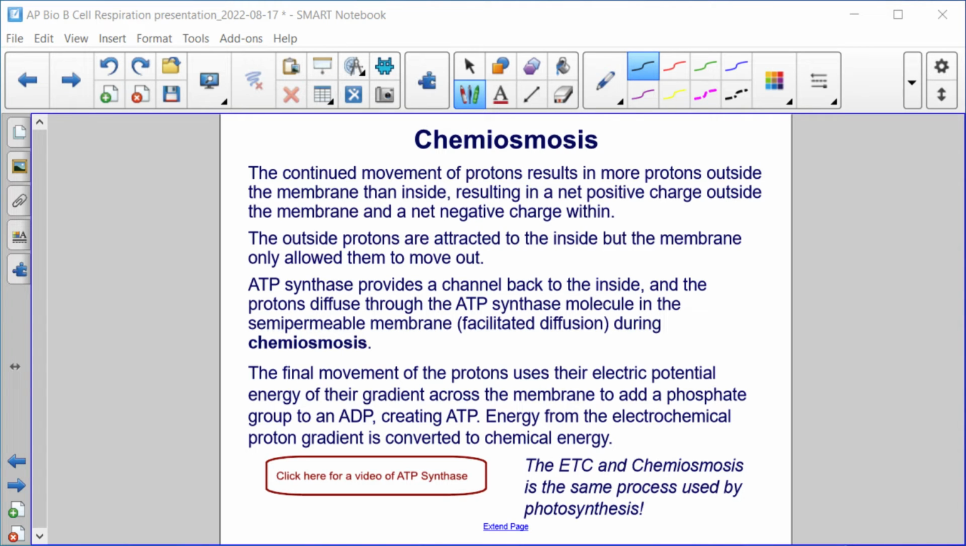That final movement of the protons uses the electric potential energy of their gradient across the membrane to add a phosphate group to an ADP, creating ATP. Energy from that electrochemical proton gradient is converted to chemical energy. The electron transport chain and chemiosmosis is the same process we discussed in photosynthesis.